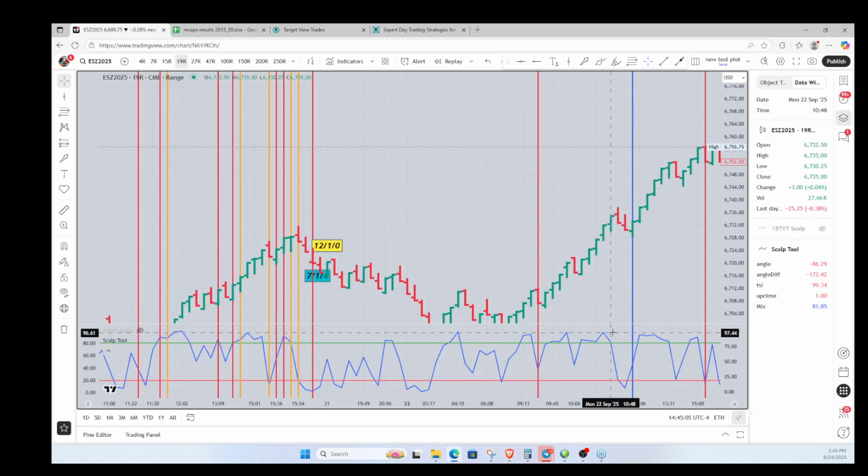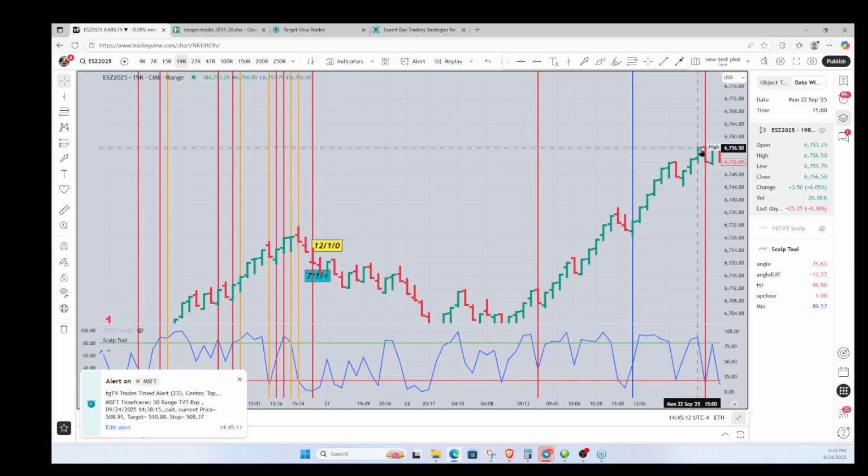But the idea is, when you see this weakness right here, if it's not shown in price yet, it should be shown in price on the very next bar. Okay, it should be shown in price on the very next bar, and that's what I was looking for. So that's still what I'm looking for.